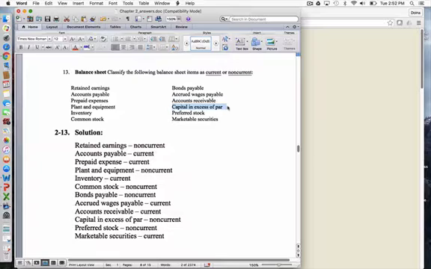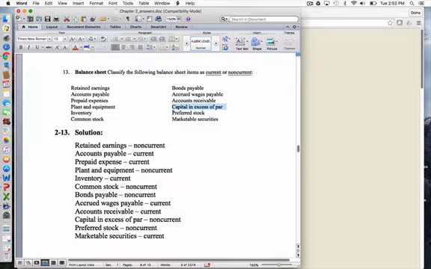Capital paid in excess of par. This is the amount paid by investors in excess of the par value. What is the par value? It's the initial value for the stock. For example, let's say that the business issues stocks at $2 per share. And later on, those shares sell in the market for $5 per share if there is high demand for those stocks. So the capital paid in excess of par is 5 minus 2, $3.